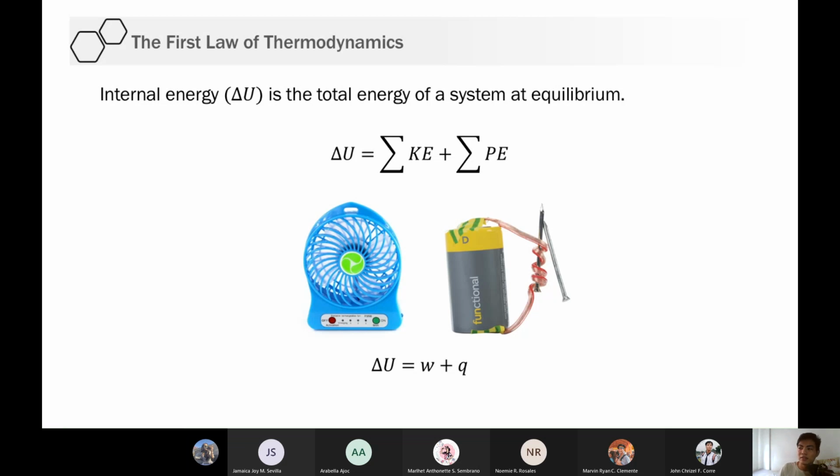Mahirap yan gawin. Kasi, when I say add all the kinetic and the potential energy, you should get the kinetic energy and the potential energy of all the particles here, all the atoms here. Kasi lahat yan, mayroon yung kinetic and potential energy. Even yung electron sa atom, may kinetic energy doon. We know that it revolves around the nucleus. Sabihin, ang daming kailangan i-consider to get the internal energy.